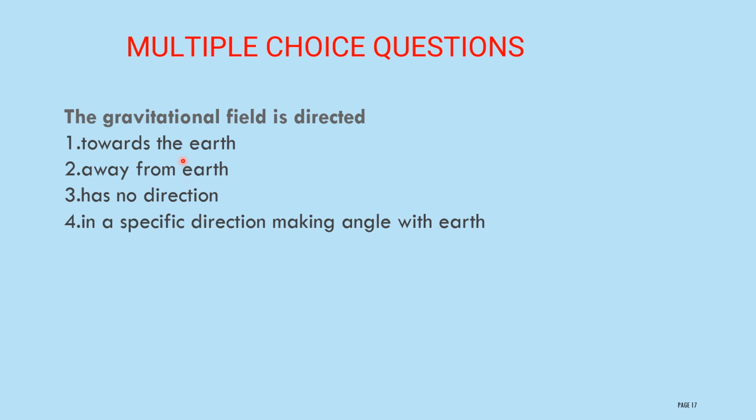Next question, the gravitational field is directed, option 1, towards the earth. Option 2, away from the earth. Option 3, has no direction. Option 4, in a specific direction, making angle with earth. The correct answer for this question is, the gravitational field is always directed towards the earth.